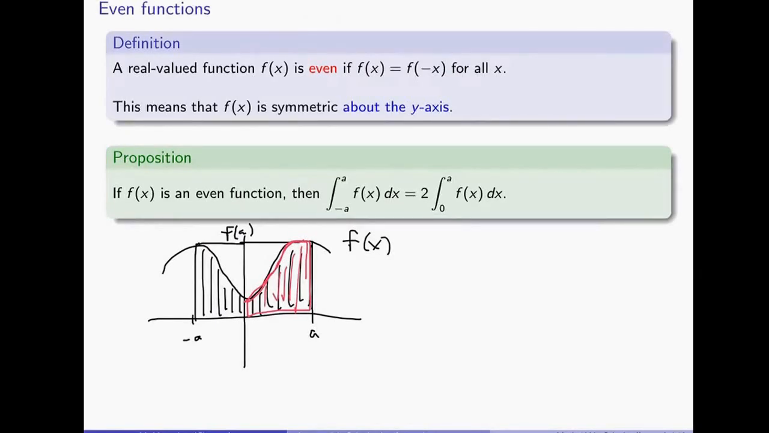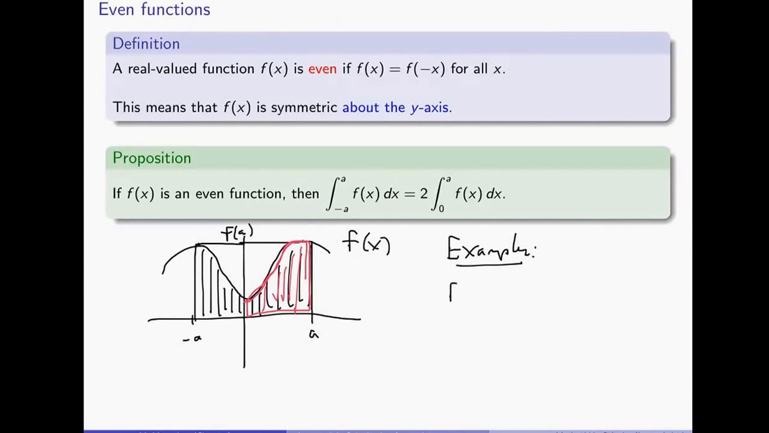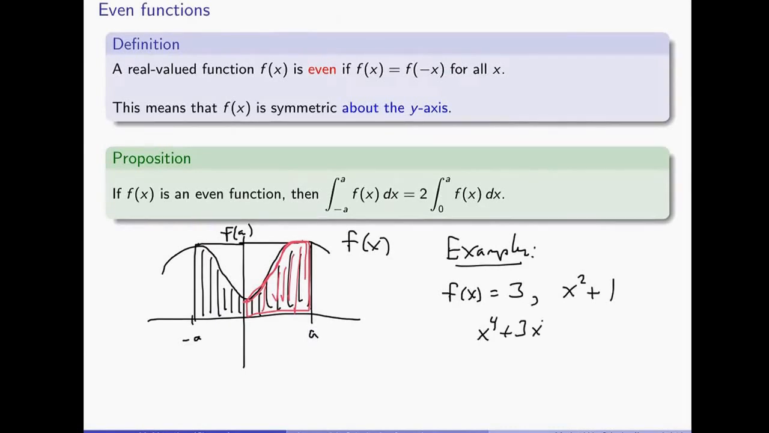Now, the word even comes from the fact that even degree polynomials are even functions. So what are some examples of even functions? f of x equals 3. That's an odd number, but it's an even function. f of x equals x squared, or x squared plus 1, is an even function. x to the 4th plus 3x squared minus 5, that's an even function.